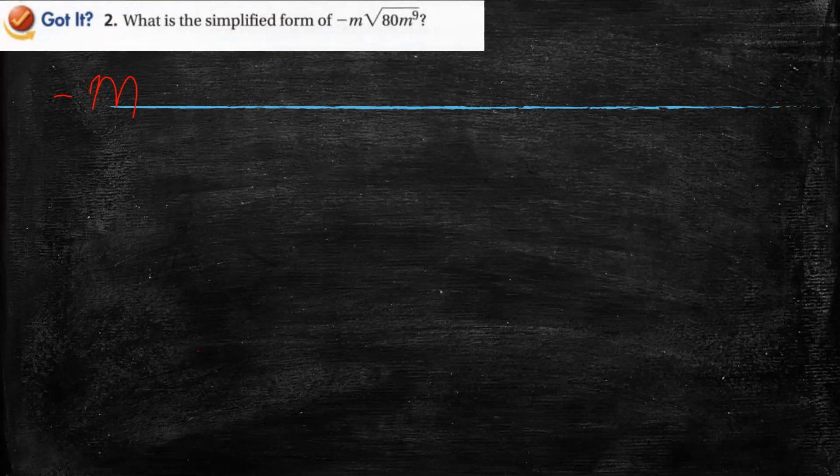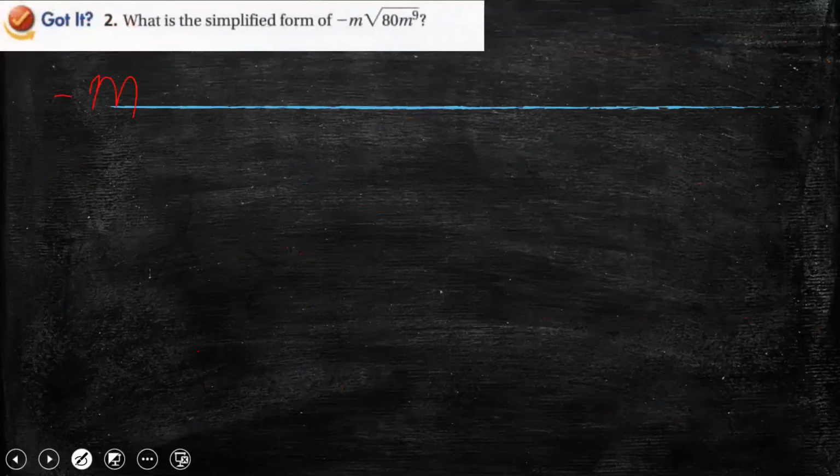So negative m square root of 80 m to the power 9. I'm sorry, but please repeat after me. So here we have negative m square root of 80m to the power 9.